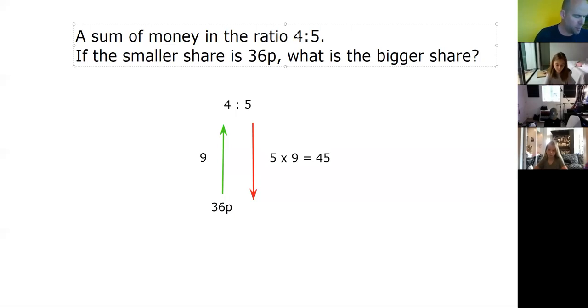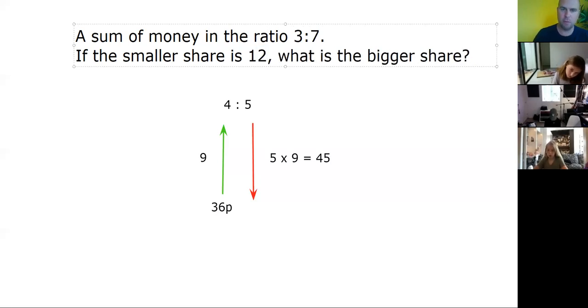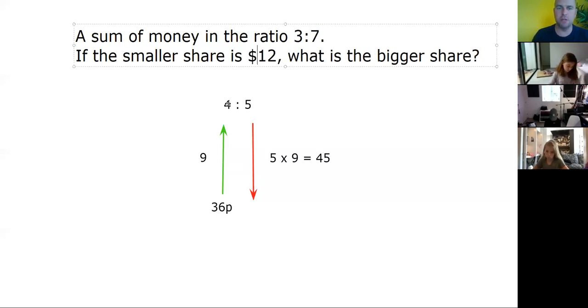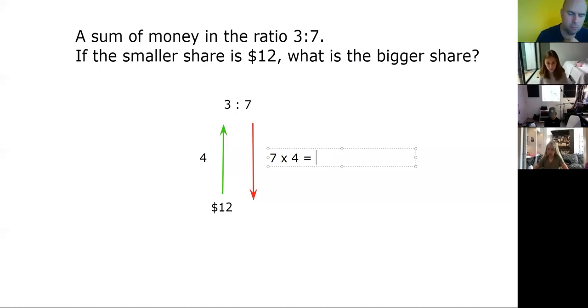Sum of money in the ratio of 3 to 7. If the smaller share is $12, what is the bigger share? So 3 to 7. Small share, that would be 4. 12 divided by 3, so that would be 4. Yeah, that would be 4. And then 7. 4 times 7. 28. $28.